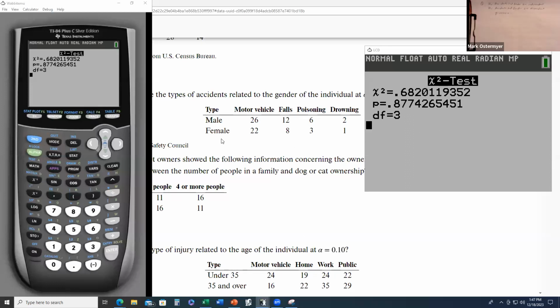It appears that gender and accidents are independent of one another. There is no dependency that exists between accidents and the gender of a person. That's what this test is telling us. Did anybody get that conclusion there? Get that p-value there? Yep. All right.